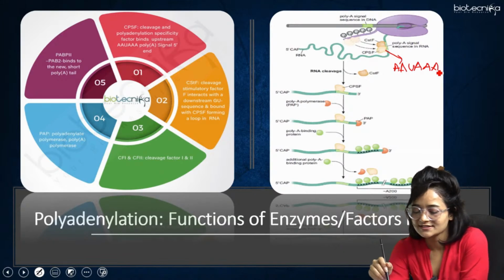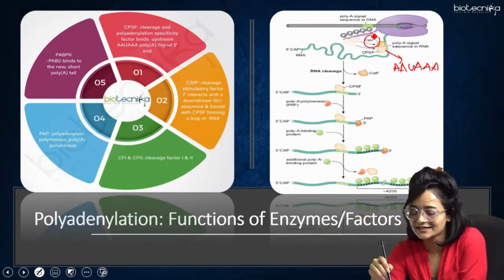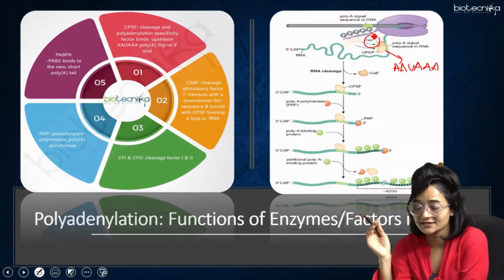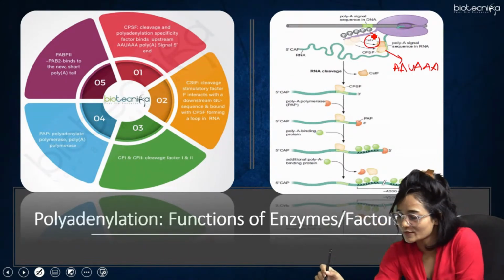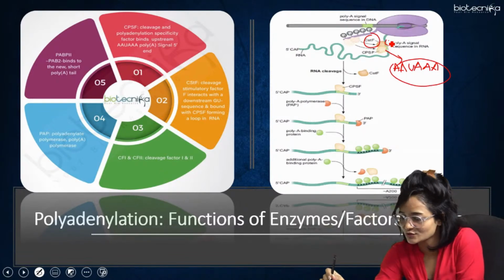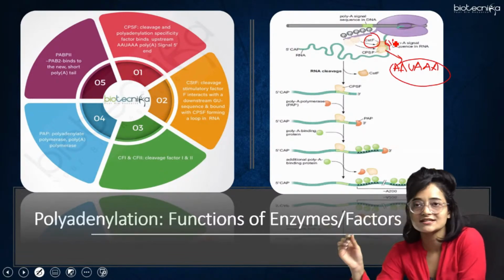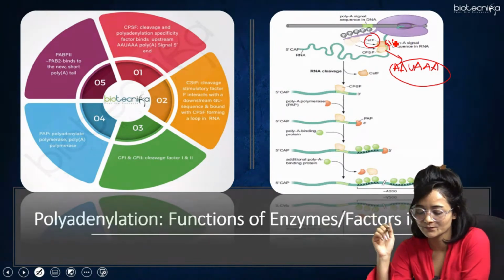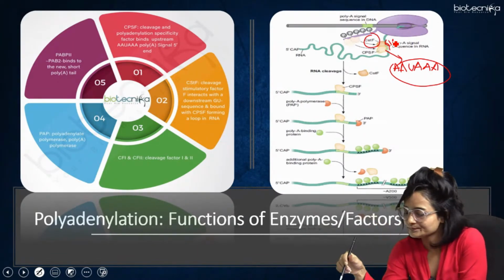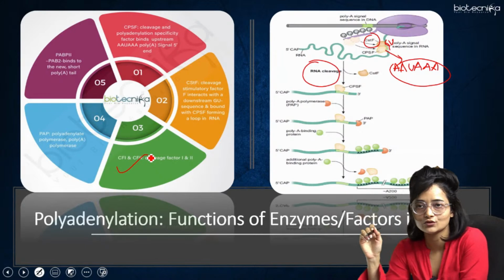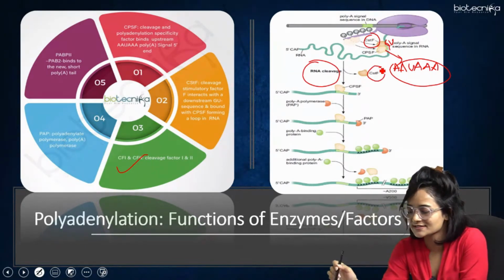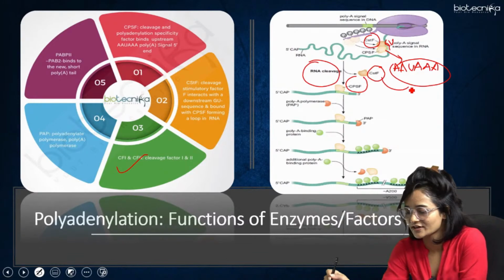After that, there is the CSTF, the cleavage stimulatory factor F, which interacts with the downstream GU sequence. Downstream of the signal sequence there would be a GU sequence with which CSTF would be interacting, right? After that, the RNA cleavage factors CF1 and CF2 are recruited, at which point the CSTF gets removed. CPSF is still bound there.